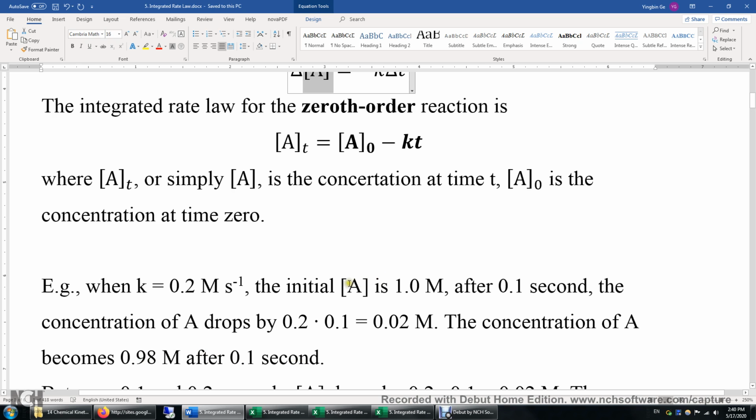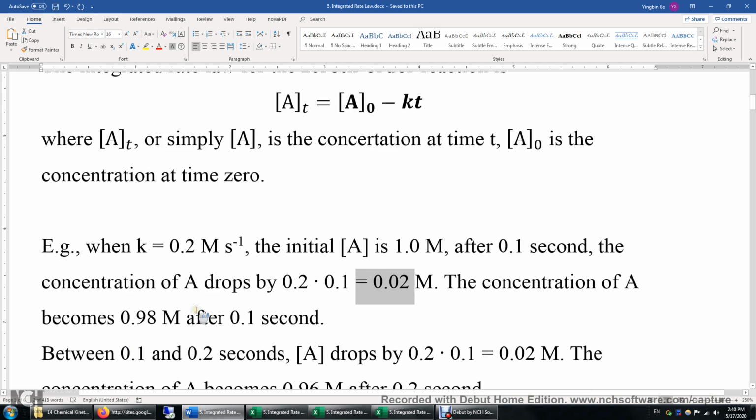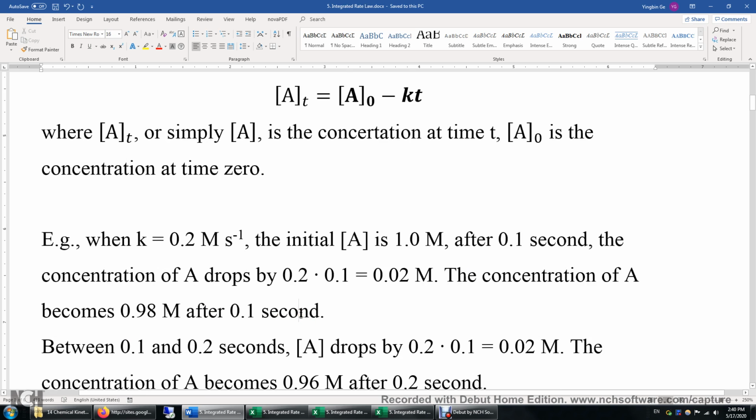Why? Again, at the beginning it's 1.0. After 0.1 second, the concentration of A drops by this much. So 1 minus this, we get 0.98 molar. All right. Now let's look at the second 0.1 second. So between 0.1 and 0.2 seconds, A drops by another 0.2 times 0.1. This is K, this is delta T.